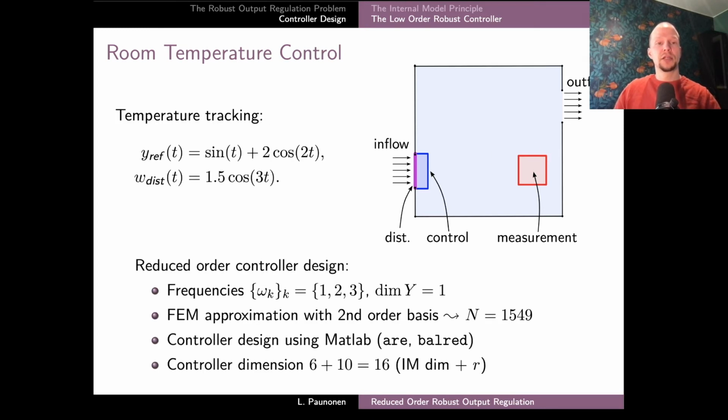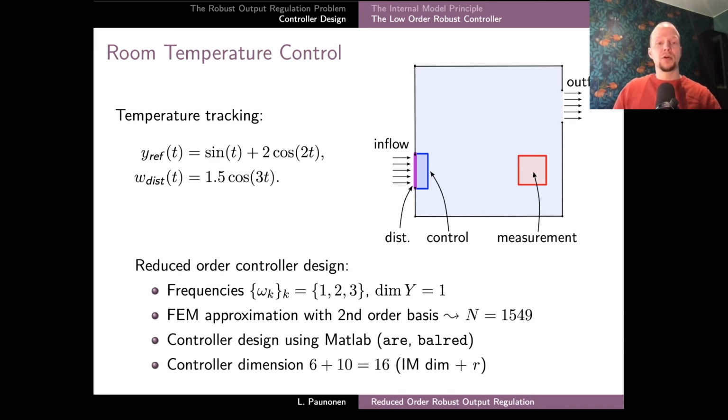In this simulation example, our aim is to achieve output convergence to a reference signal with two sinusoidal components with frequencies 1 and 2, while at the same time rejecting the boundary disturbance with frequency 3. The reduced order controller design that Konsta carried out is based on the three frequencies 1, 2 and 3, and the knowledge that our system has a single output Y.